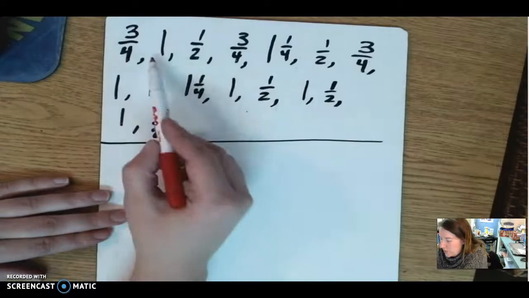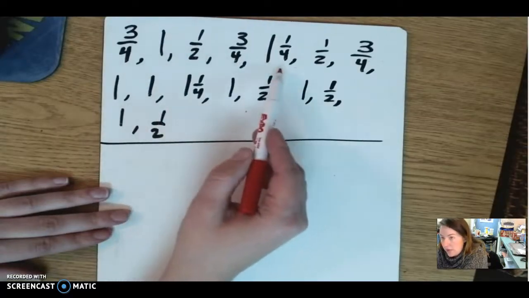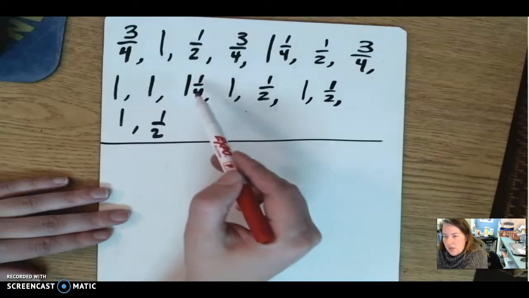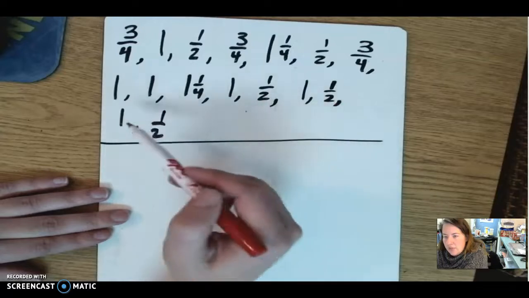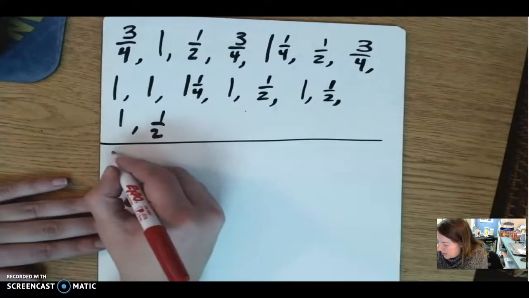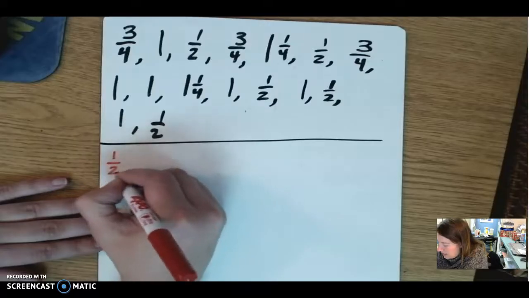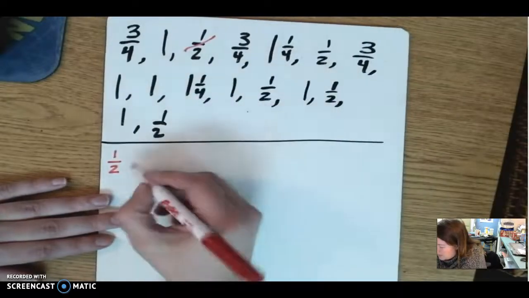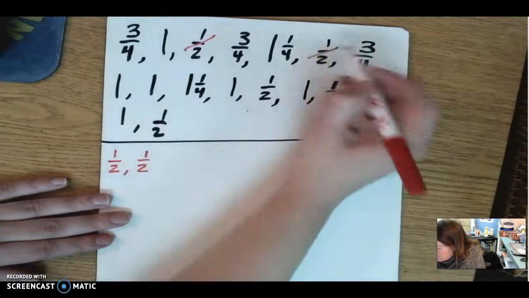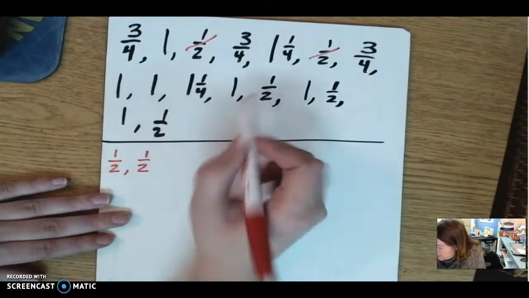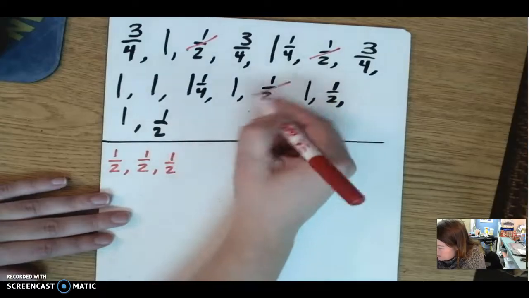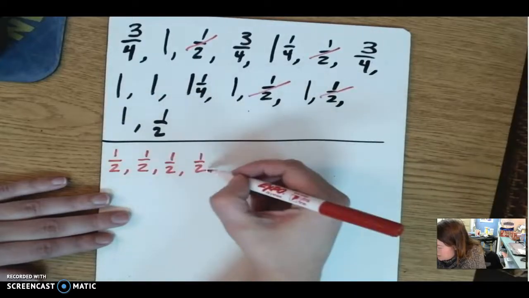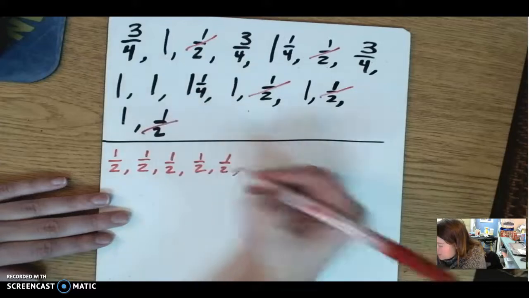So let's look, I've got 3/4, 1/2, 1/2, 3/4, 1 1/4, 1/2, 3/4. Looking, so far a half is the smallest. So it looks like a half is the smallest one. So let's write down, okay, so there's a half. Any other halves? There's another one. Okay, any other halves? There's another one. There's another one. And there's another one. So I'm going to mark them off as I go.